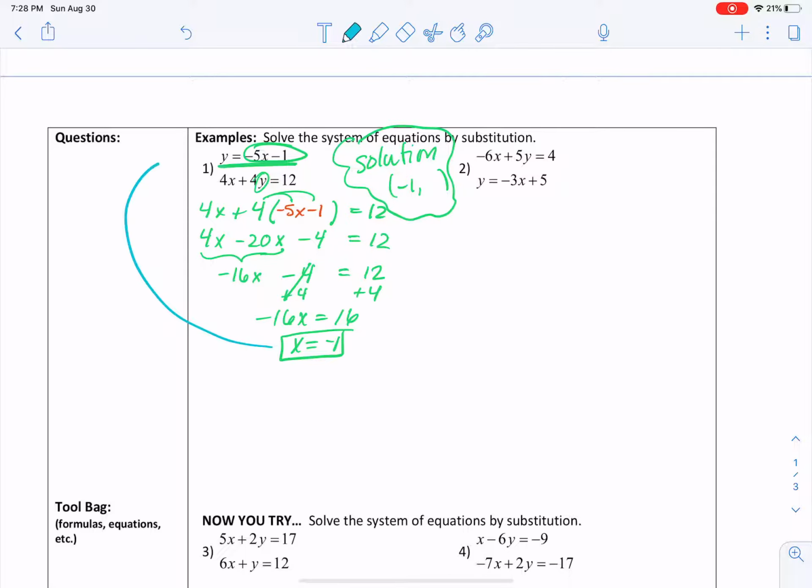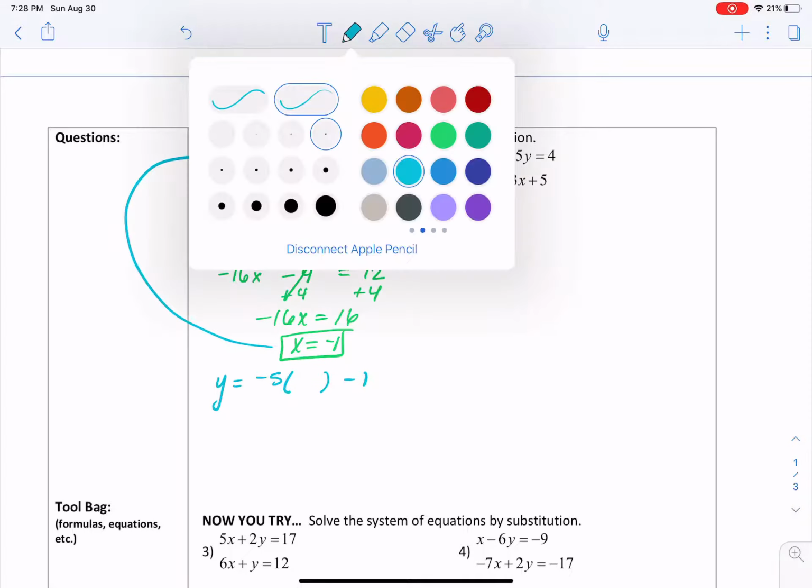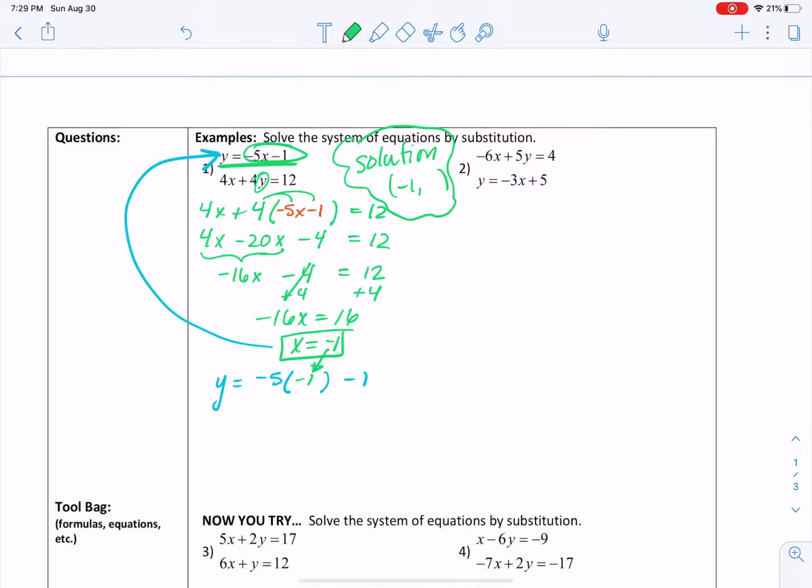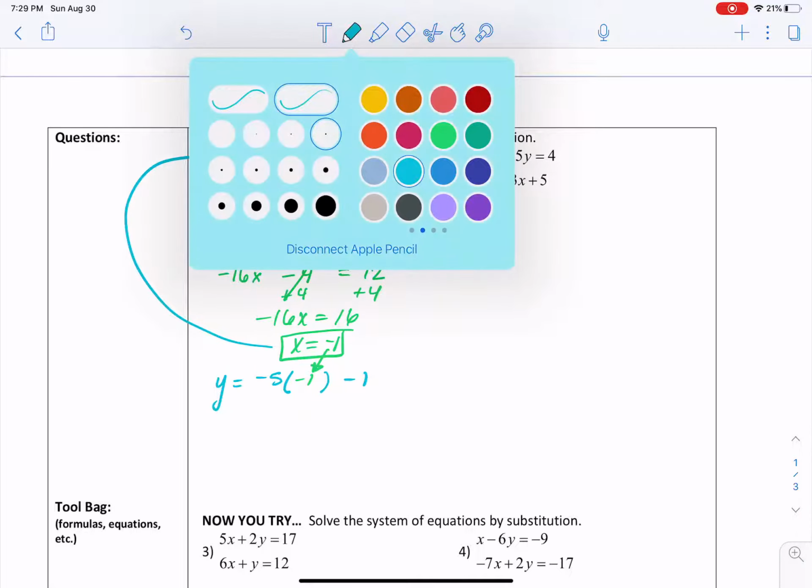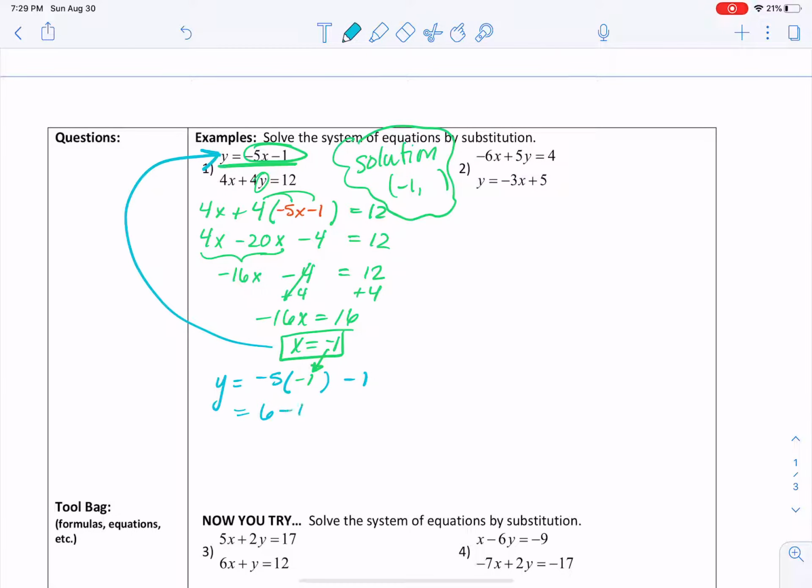So remember, we take this and we plug it back in the equation that was solved for one variable. So y equals negative 5 times something minus 1. That something is the negative 1 from right here. So that's 6 minus 1. Y is 5. Sorry, I added. Let's do that again. Negative 5 times negative 1 is 5, minus 1, that's 4. Y is 4. So now I have to check.